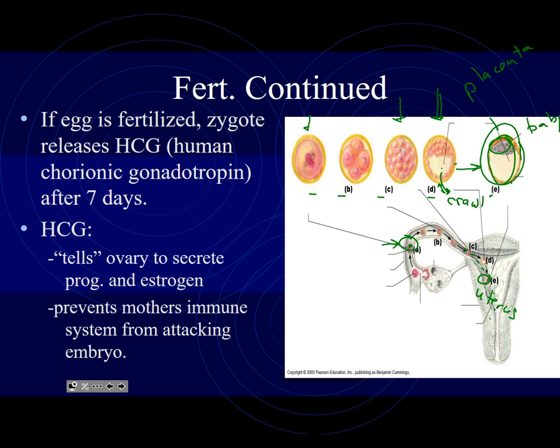So if the egg is fertilized, the zygote releases a chemical called HCG after 7 days. So it's embedded in the wall of the uterus. That takes about 6 to 7 days. And it starts releasing this hormone. What the hormone does is it tells the ovary to secrete progesterone and estrogen. It also prevents the mother's immune system from attacking the embryo.